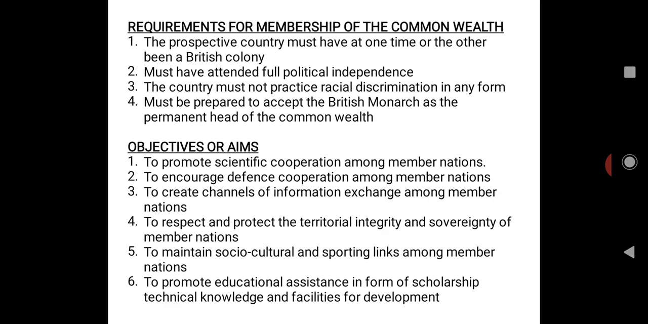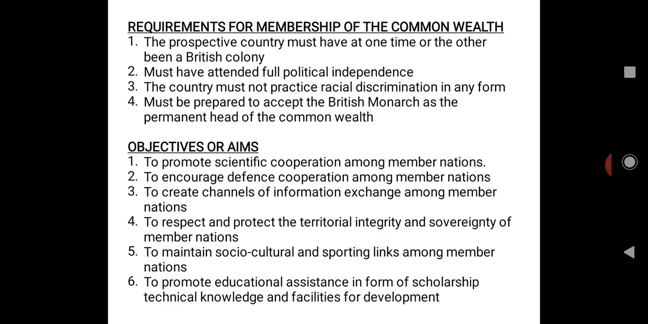Now, let's quickly look at the aims or objectives of Commonwealth of Nations. Number one, to promote scientific cooperation among member nations. 2, to encourage defense cooperation among member nations. 3, to create channel of information exchange among member nations. 4, to respect and protect the territorial integrity and sovereignty of member nations.